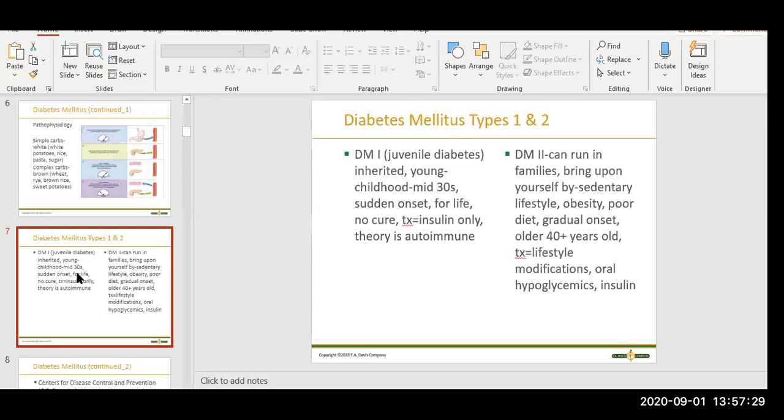Now we have type 2 diabetes. Now type 2 diabetes can run in a family. In other words, if your mom has it or your dad has it, if an immediate family member has it, you are at an increased risk of getting it, but it doesn't guarantee that you will get it. It just increases your risk. Type 2 diabetes, you can actually do to yourself. If you live a sedentary lifestyle, in other words, you don't move or sweat. Obesity, poor diet, by poor diet, I mean, you just drink a lot of soda, a lot of simple carbs, you eat just a lot of crappy food, right?